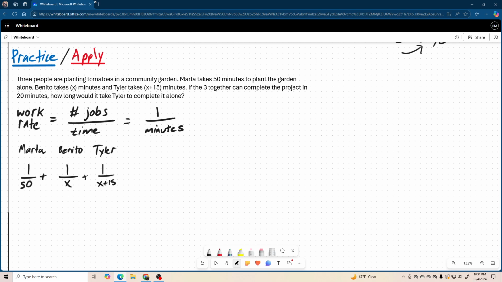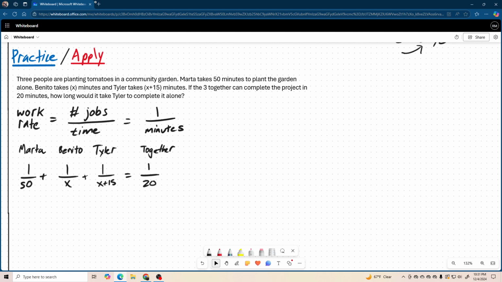Okay. Now, this is all equal to, well, when all three of these people work together, how long does it take? Well, if the three together can complete the project in 20 minutes, right? So all together, it takes one job, 20 minutes. But you can already see that's going to be faster than Marta, right? So that's good. So this is like the total, right? So together. And then what they want to know is how long would it take Tyler to complete it alone? So we really just need to solve for X and then add 15, and that'll tell us how much Tyler takes.